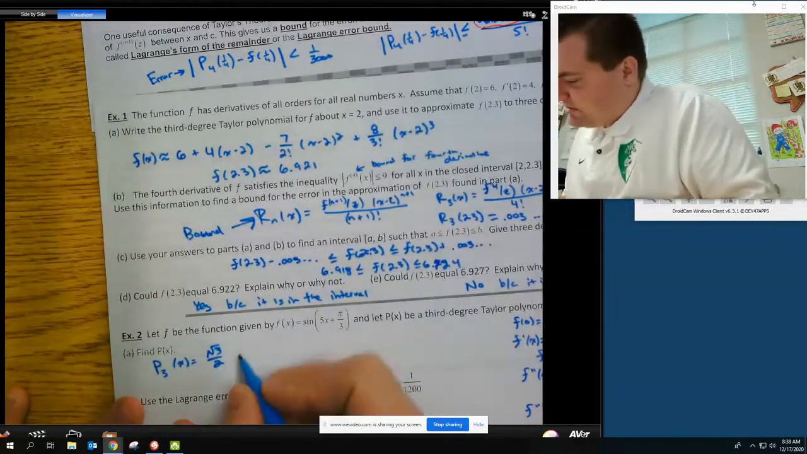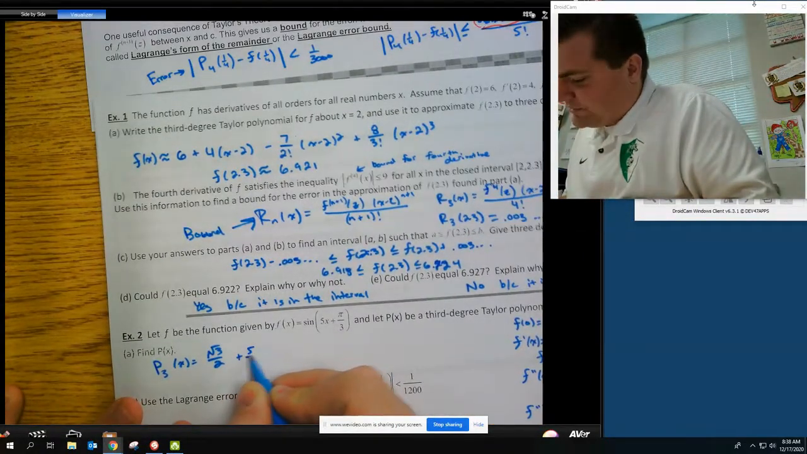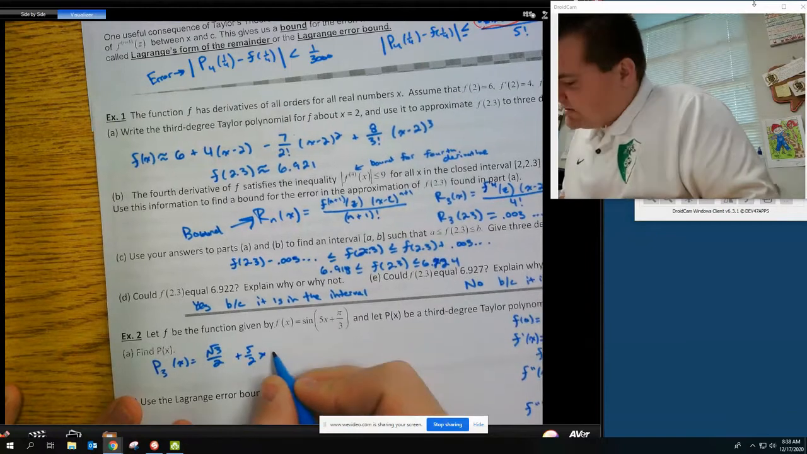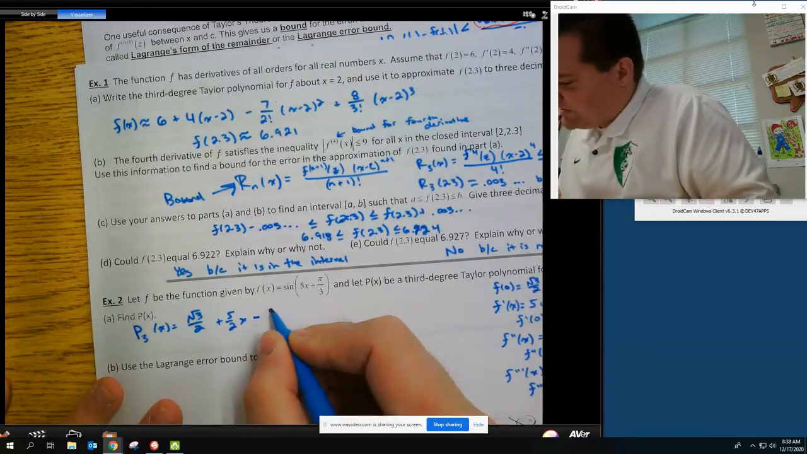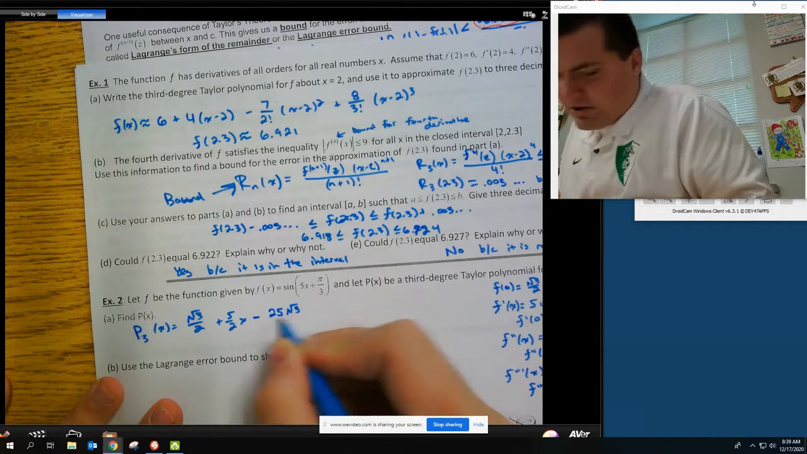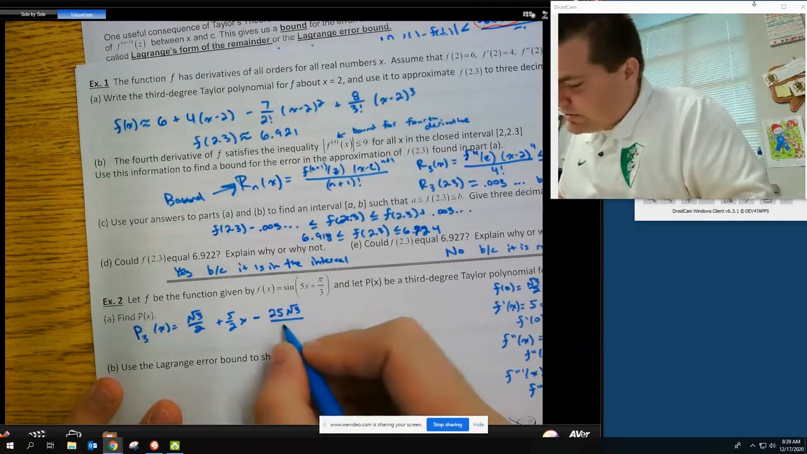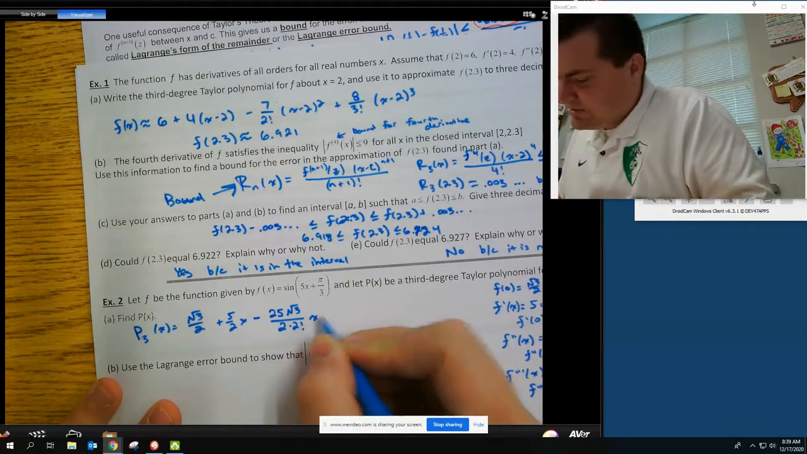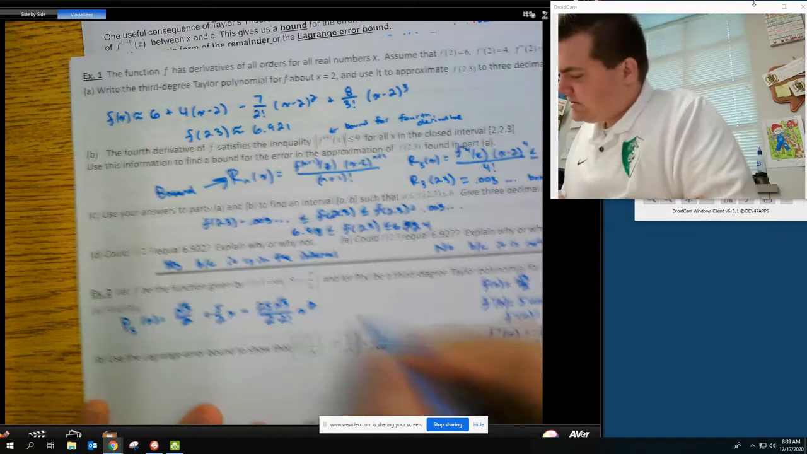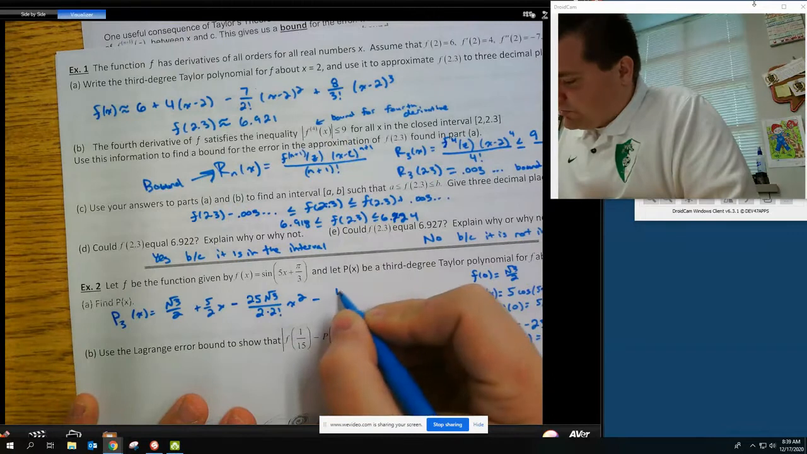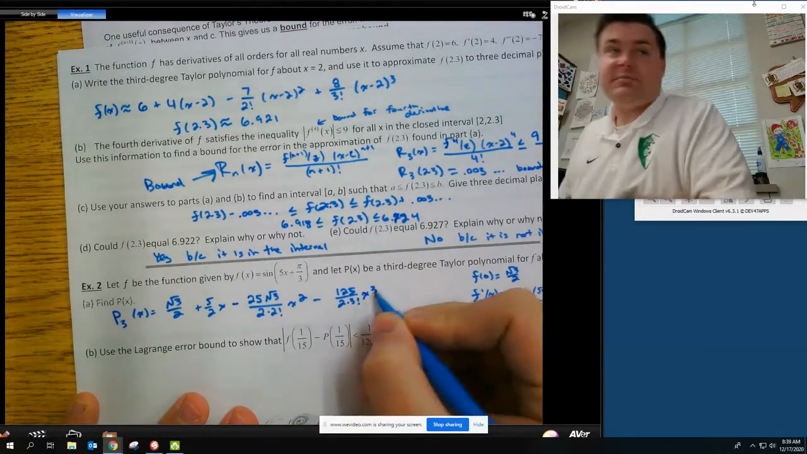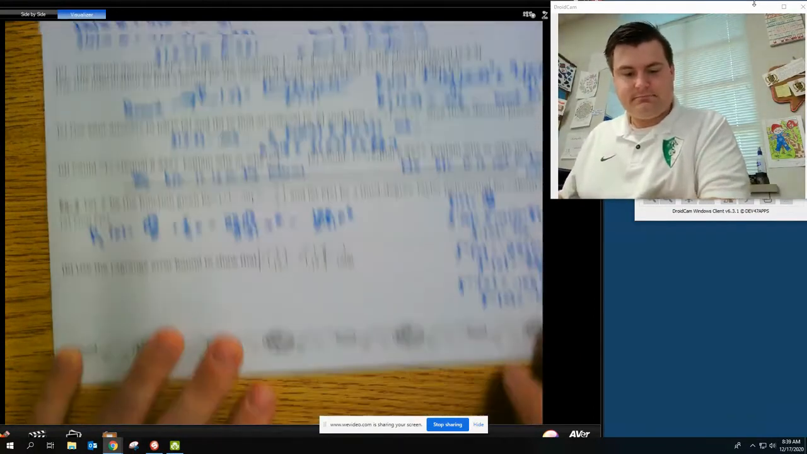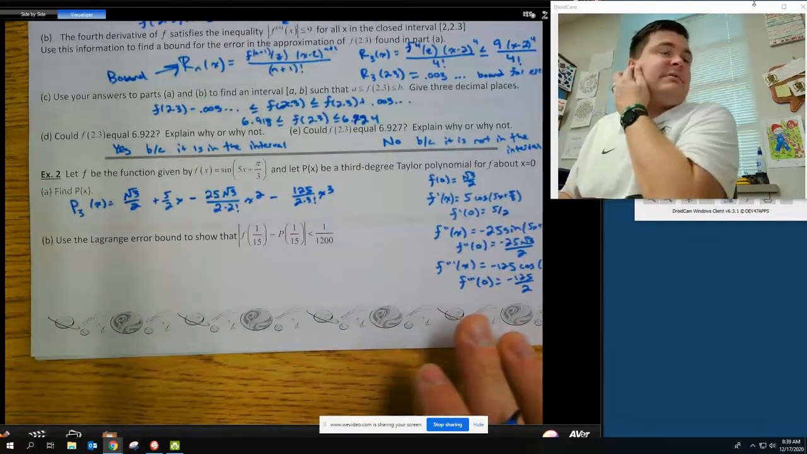This is going to be plus 5 over 2 x, minus 25 root 3 all over 2 times 2 factorial x squared, minus 125 over 2 times 3 factorial x cubed. There we go. All right, so there's a polynomial.